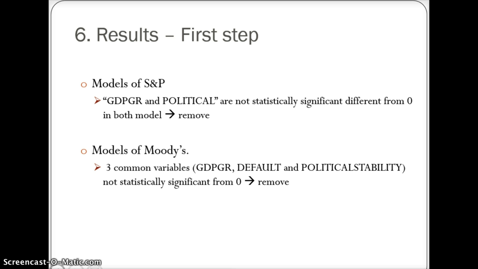For the models of S&P, we notice that the variables GDP growth rates and political stability do not have a statistically significant power to predict ratings in both models, developing countries versus developed countries. That's why we removed them out of our regression. For the models of Moody's, 3 variables were not statistically significantly different from 0: GDP growth rates, default, and political stability. We removed them.